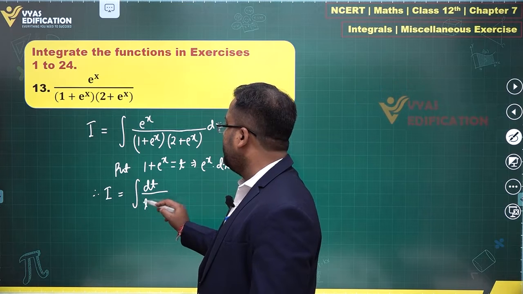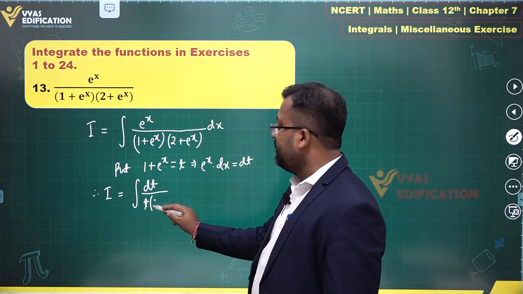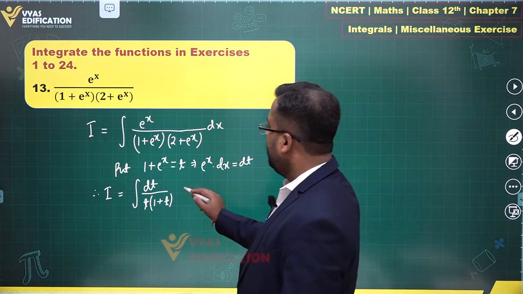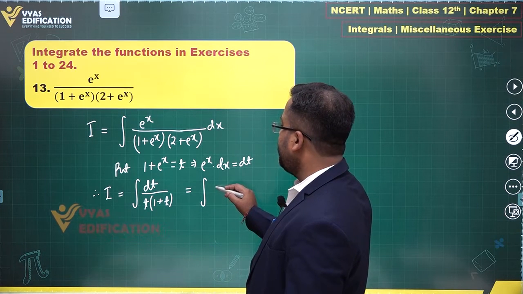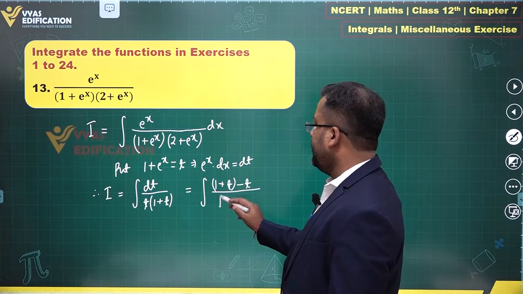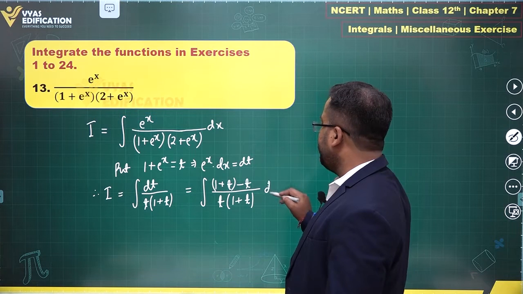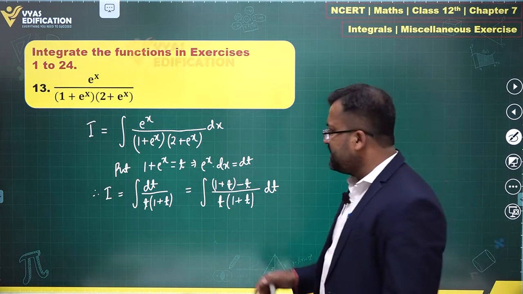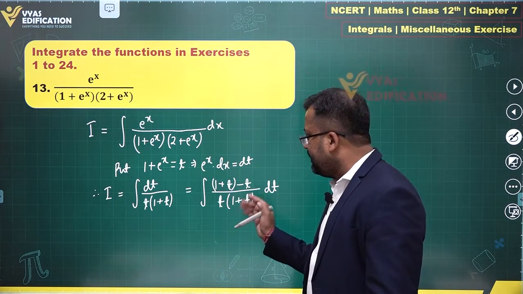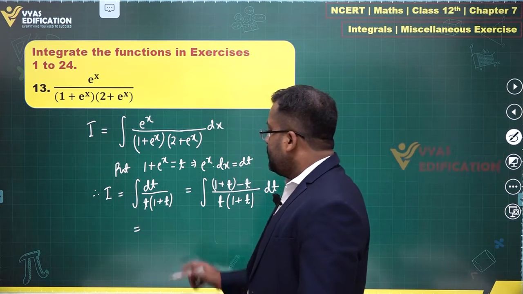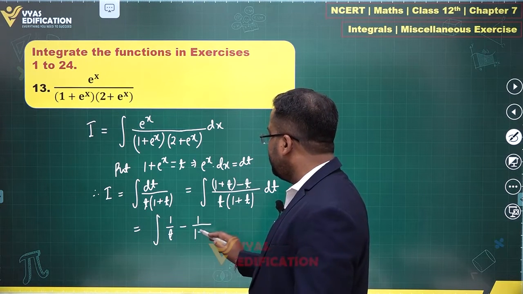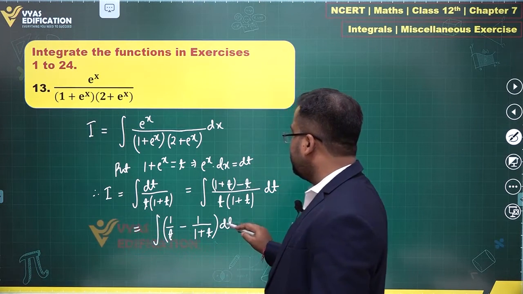dt upon t, 1 plus e power x is 1 plus t. And now writing as partial fractions is very easy, right? This can be done as integral of 1 plus t minus t. What is this? This is simply 1, right? t times 1 plus t. We're not using the a upon t, b upon 1 plus t form. We can directly handle this one, right? 1 plus t. The first term will be 1 by t. The second term will be minus 1 upon 1 plus t. So this whole will be 1 by t minus 1 upon 1 plus t.